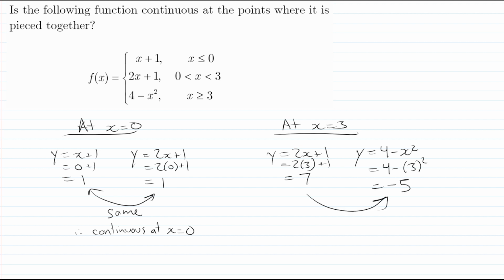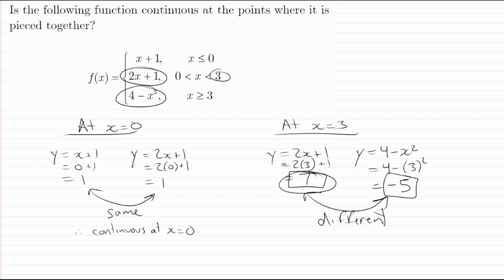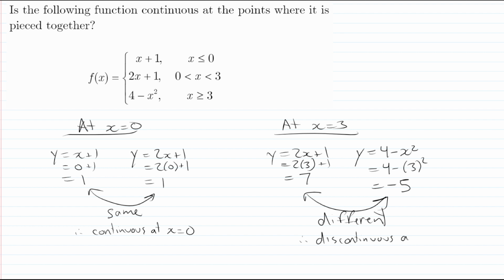Aha! Notice now, these y values are different. What does that mean? It means that this function, once it gets to an x value of 3, stops at a y value of 7. Then our other function starts at an x value of 3, but with a y value of negative 5. So it's starting lower than where the other one stopped. As a result, we have a gap in the graph. So we could say, therefore, discontinuous at x equals 3.